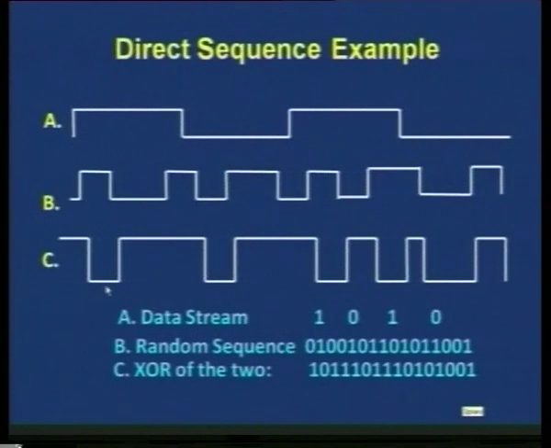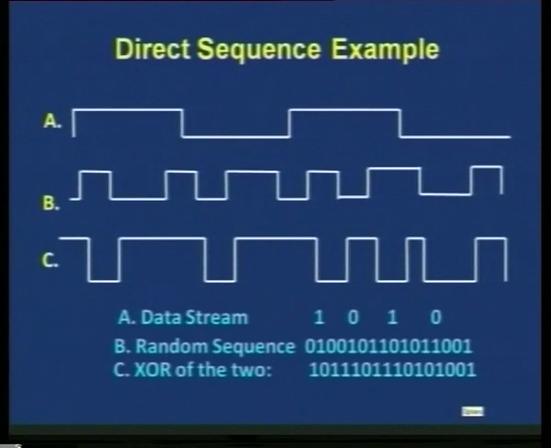You can see that this will have more number of transitions than the original signal and will occupy a higher frequency bandwidth than the original signal. So, this is how you spread the signal over a wider band of frequencies. This is the idea that is used in direct sequence spread spectrum, and you can see what will happen at the receiver side. If you get back to the picture, what I receive will be the XOR, and I know this random sequence. So, I do an XOR of these two and I get back my original signal. So, this is how the direct sequence spread spectrum technique is used.